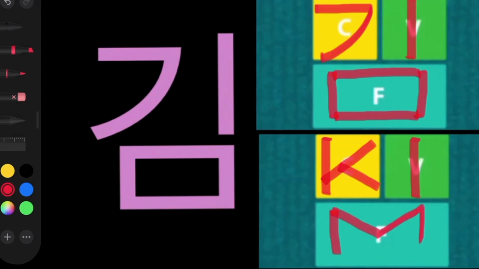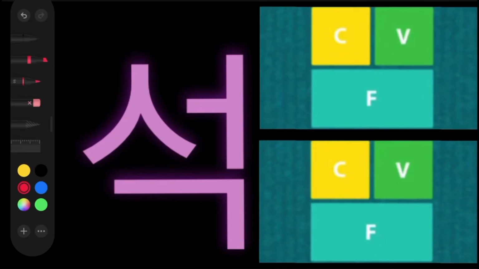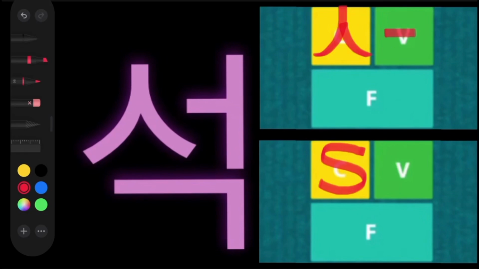Kim, Gim. The second syllable is Seok. It begins with an S sound, and in English we call that an S. The second letter is the vowel, and it's pronounced O, and in English we would spell that E-O, Seok.